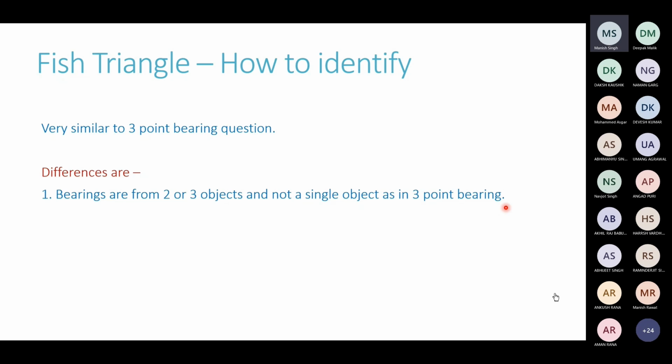Now, the second important thing to identify this question is, as I mentioned to you before also, the rate of the current is not given in these questions. And in fact, it is one of the items which we are required to find out. So with these two points in your mind, you should be able to easily identify it from a 3-point bearing question.